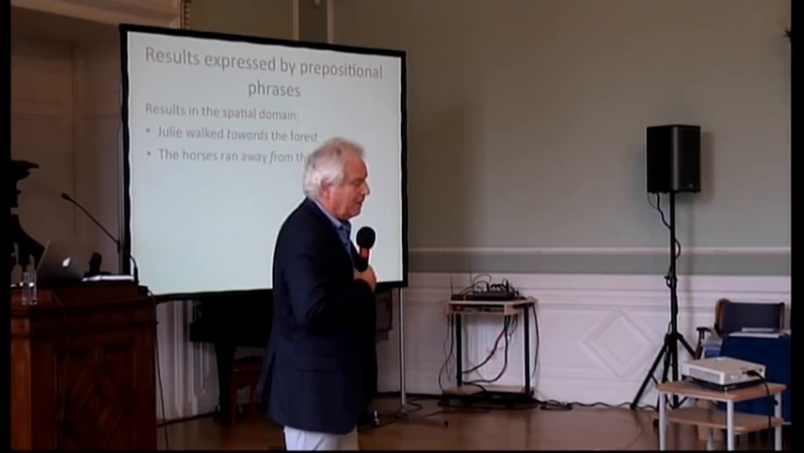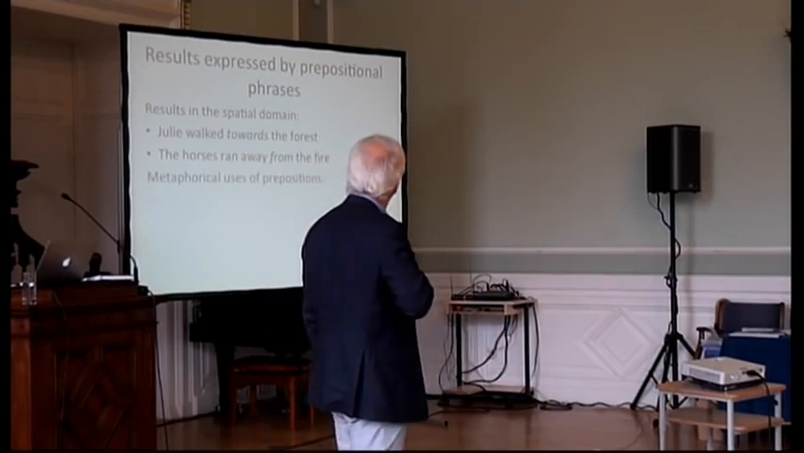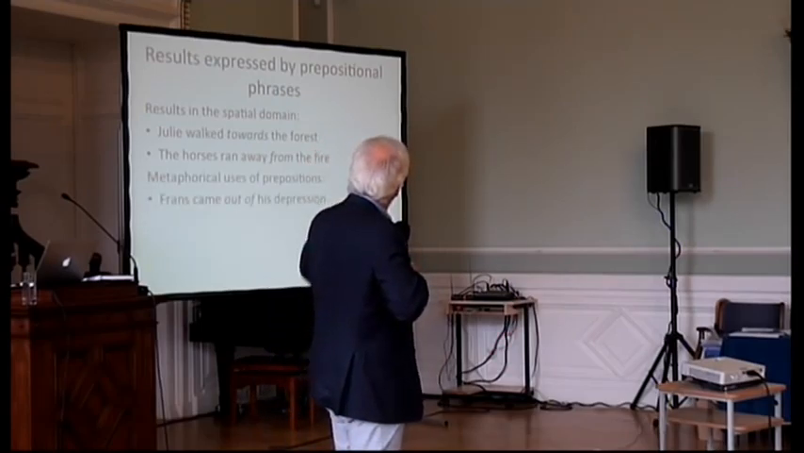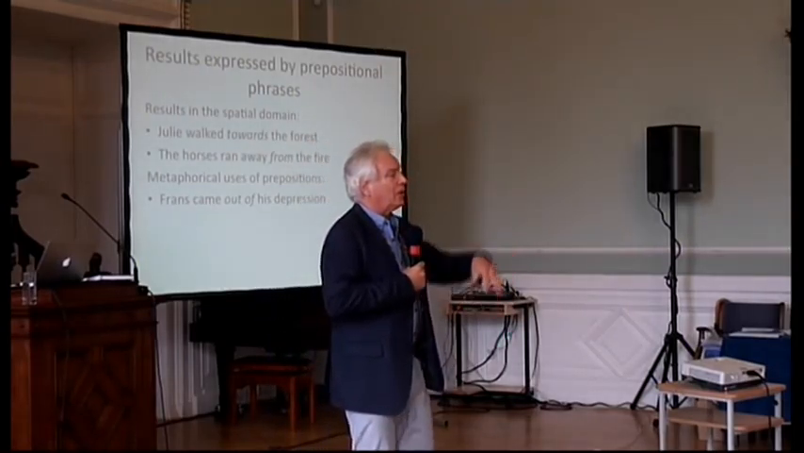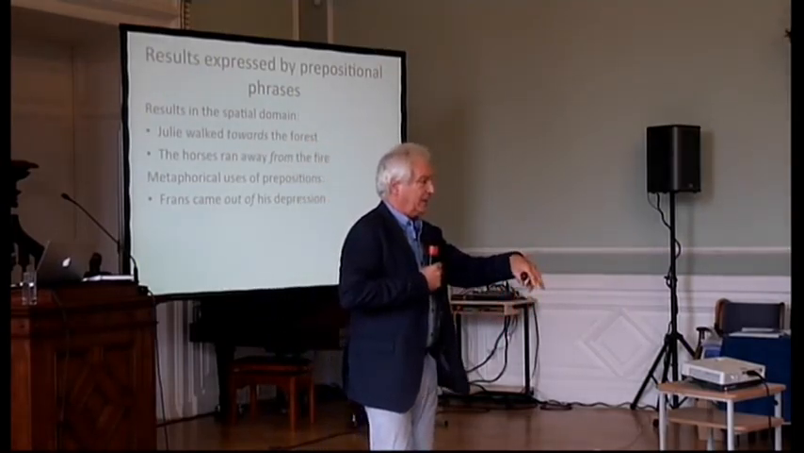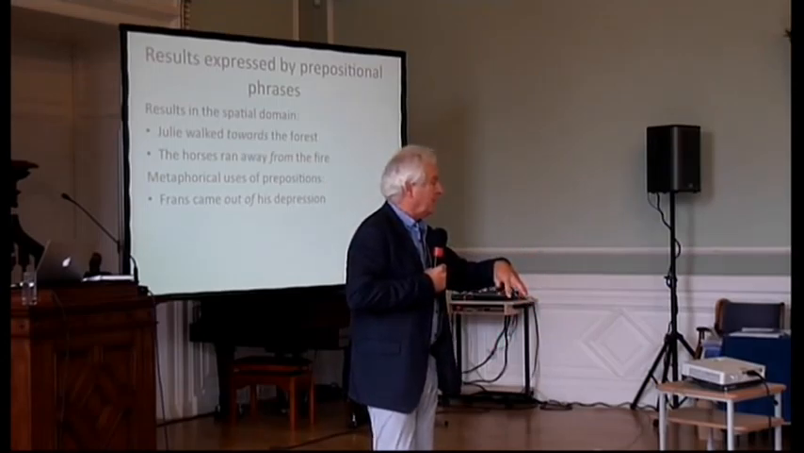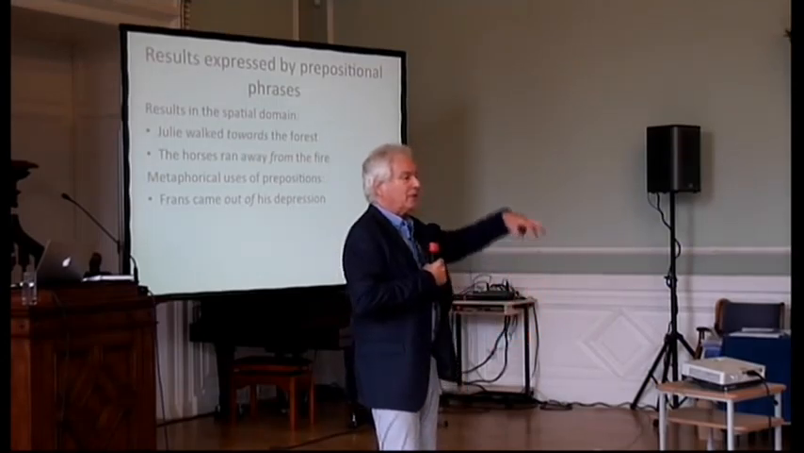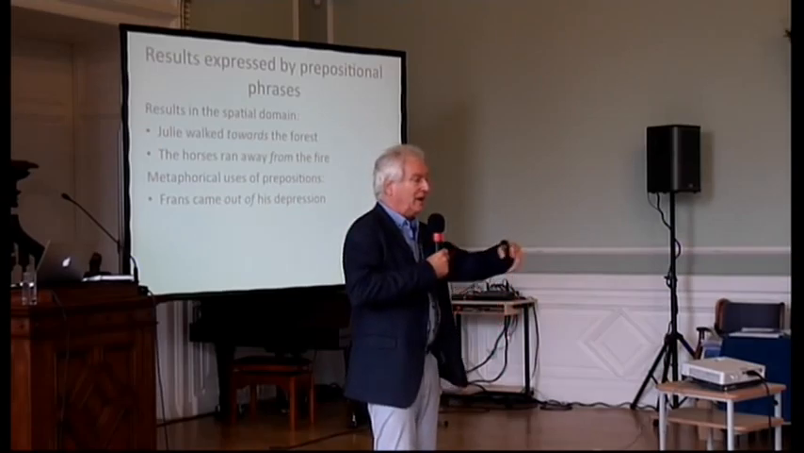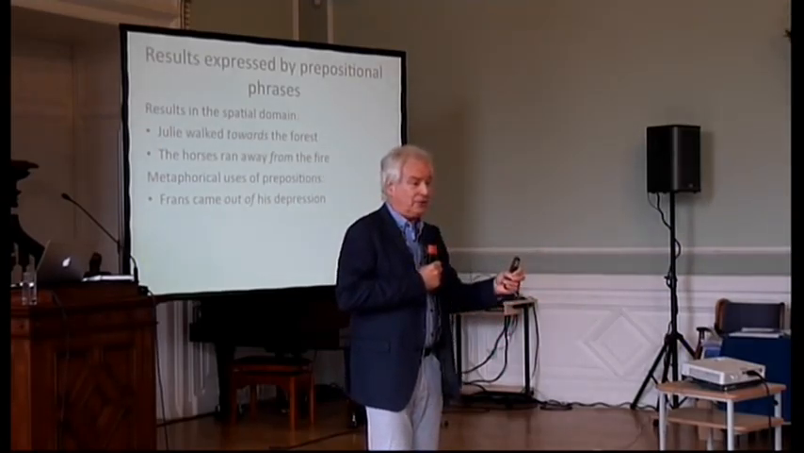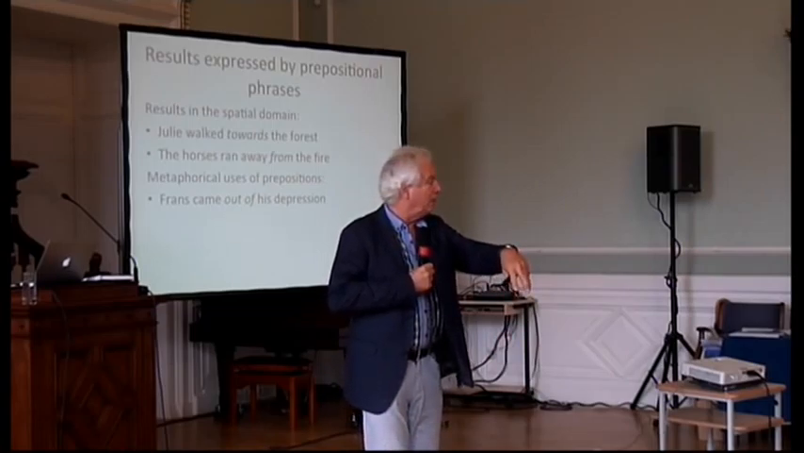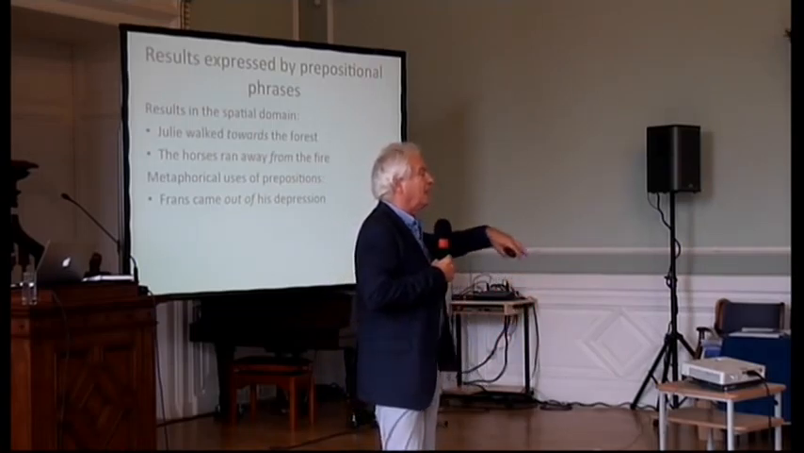There are very often metaphorical uses of prepositions. So Franz came out of his depression. This is out of, then you are inside a mental state, an emotional state here. And then coming out of means that you're leaving it. Now you're taking this emotional space, and you think of it as having regions. Depression is a particular region of emotional space. And then you improve and you get out of it.